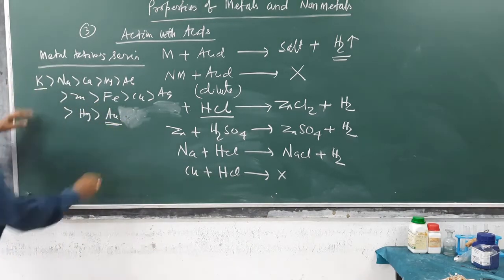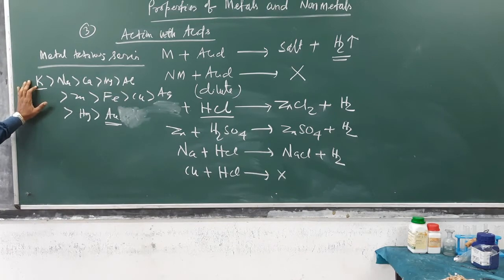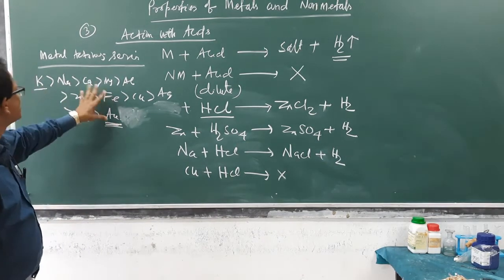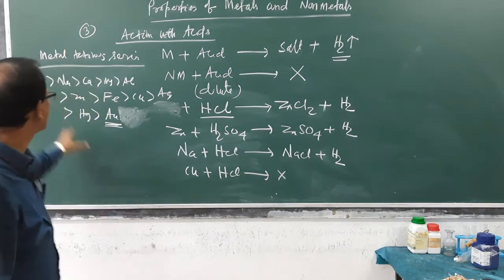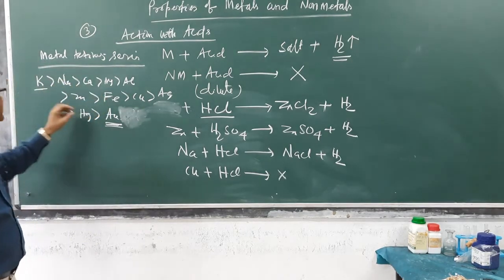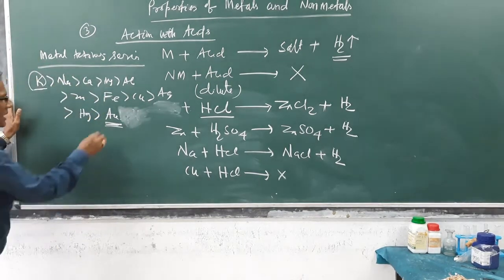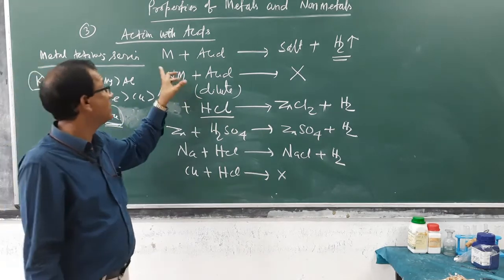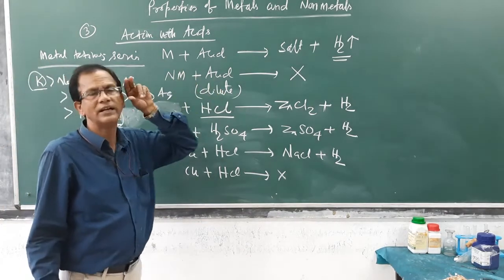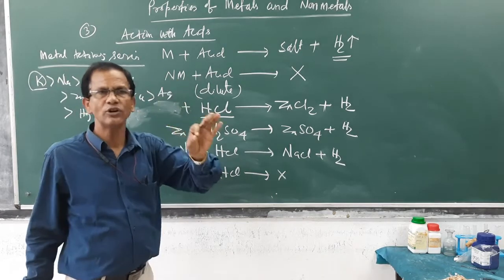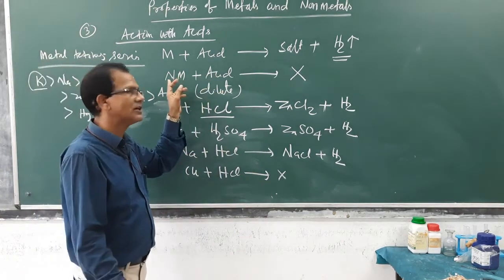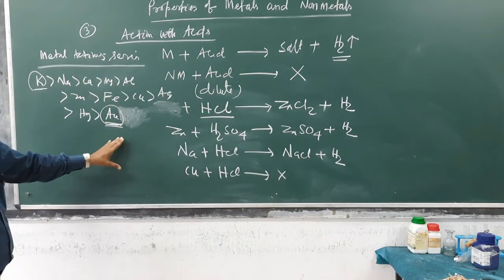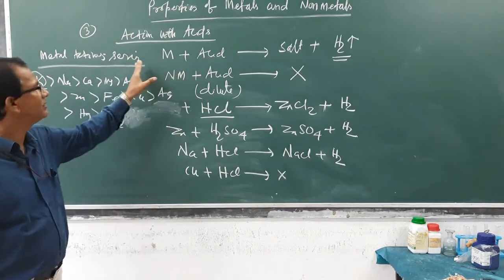Up to gold you write, as per your textbook. Potassium is the most reactive metal towards acid and gold is the least reactive metal towards acid. In between, some are more reactive, some are less reactive. And again I am repeating, non-metals do not react with acids because non-metals cannot displace hydrogen from acids. So these are the very important properties of metals and non-metals.